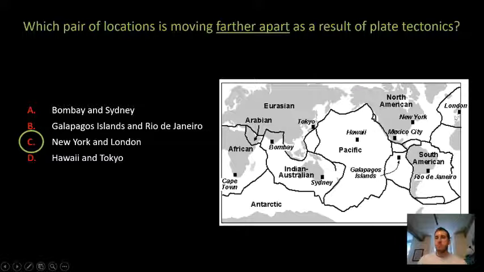These two locations are splitting apart, moving further apart from the divergent boundary in between them, versus Bombay and Sydney on the same plate. They're not going to be moving apart. Galapagos Island is moving closer to Rio de Janeiro because this is a convergent boundary here. And Tokyo and Hawaii are moving closer together as well. This is also a convergent boundary. The Pacific plate is being pulled towards the northwest.